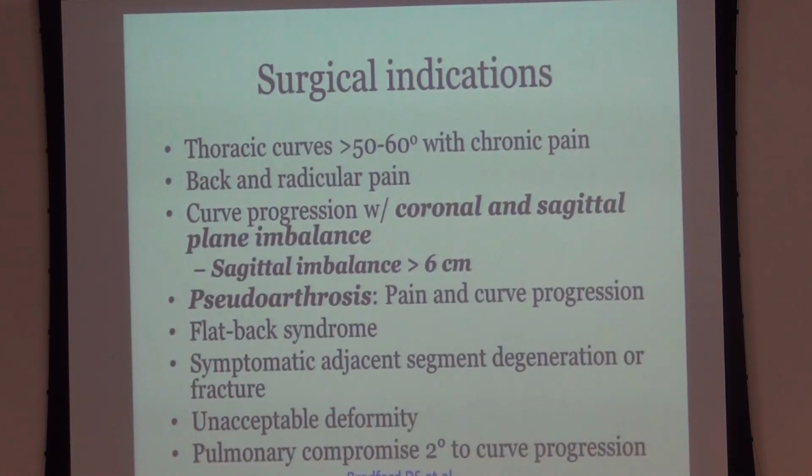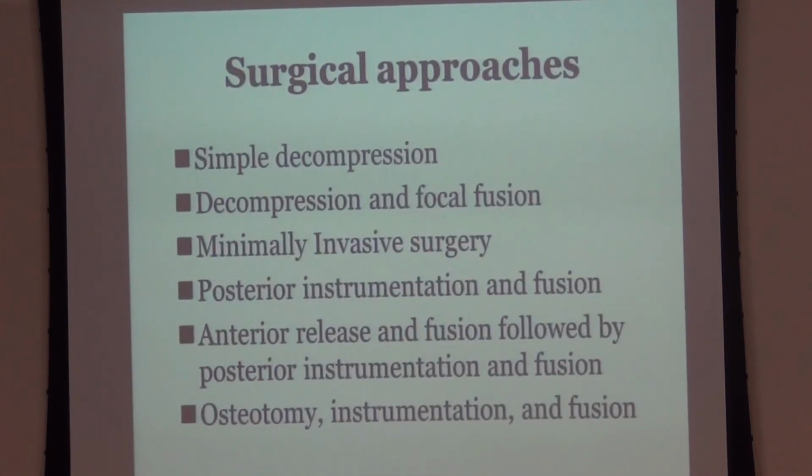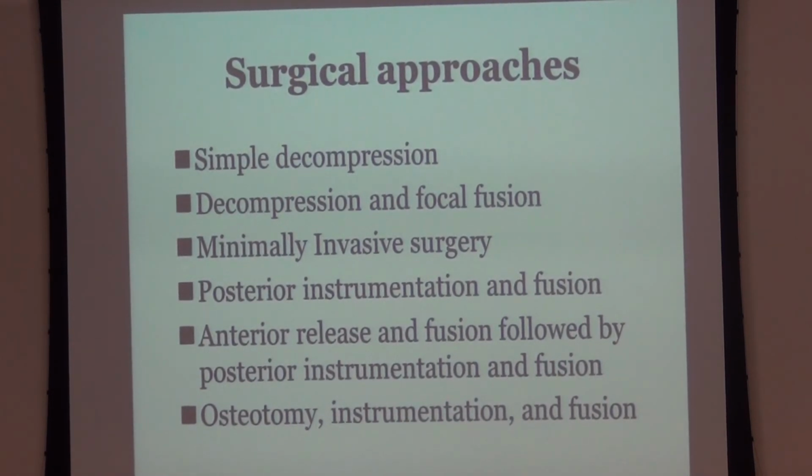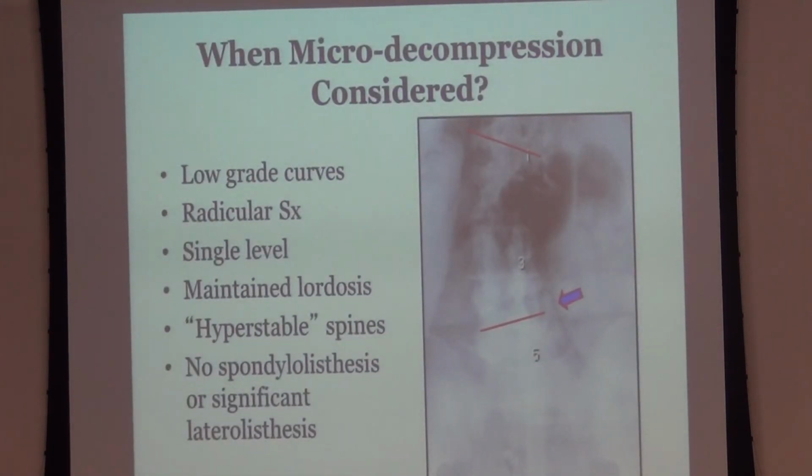Again, these are the nuances of why we operate on them, and some of the issues we already touched on. So the surgical approach could be a simple decompression in the right patient versus a very complex osteotomy doing multi-level surgery. There's a role for minimally invasive surgery that we can talk about, but most of the time, if there's a substantial deformity, we try to address the global issue.